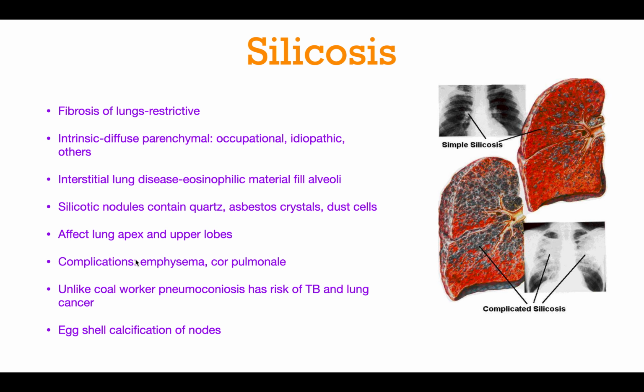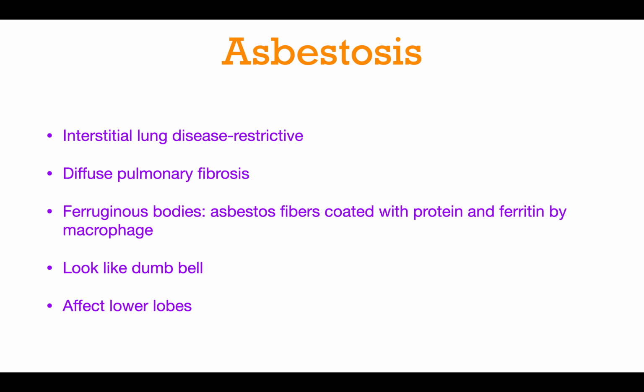And unlike the coal worker's pneumoconiosis, this one has a risk of tuberculosis and lung cancer. It appears as these eggshell calcification of the nodes. Why is it carcinogenic? It's because silicon is carcinogenic, along with asbestos and whatnot.